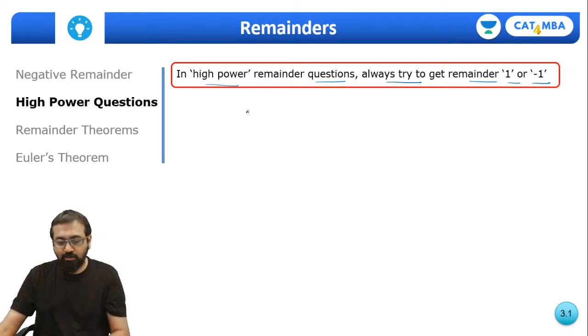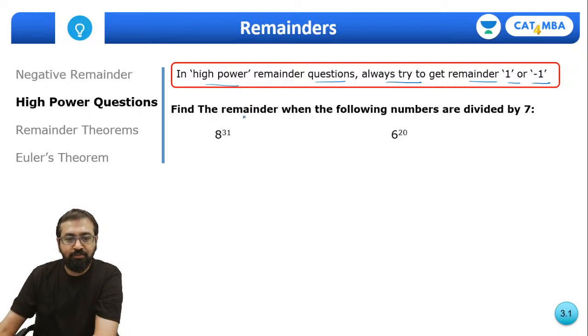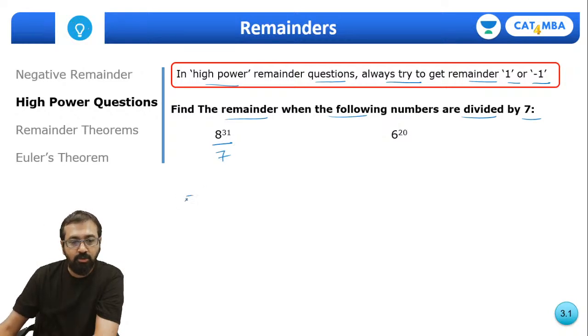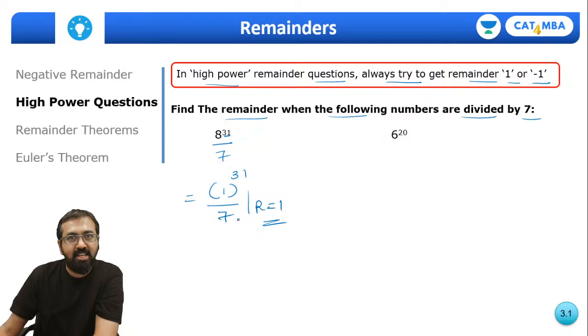Okay, so let's look at some questions. Find the remainder when the following numbers are divided by 7. So 8 raised to 31 divided by 7, what is the remainder? I'm sure you will find it pretty easy. 8 divided by 7, remainder is 1. So just write down 1 and put this 31 power over here. So 1 raised to 31 divided by 7. The final remainder is 1 itself. Are you all clear with this, everyone?